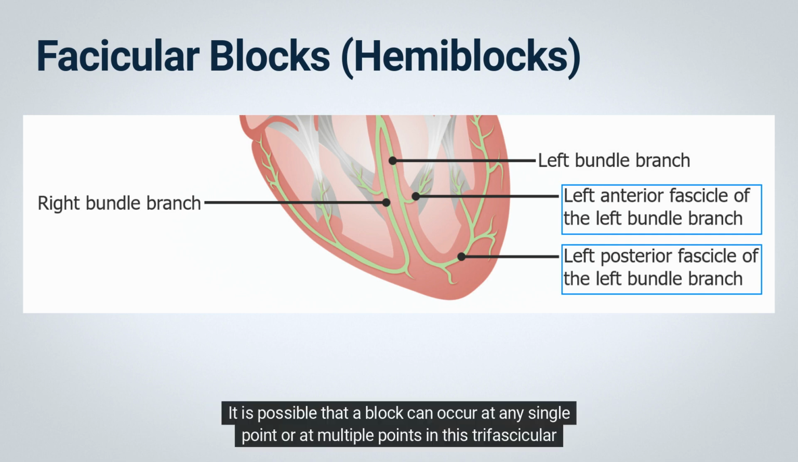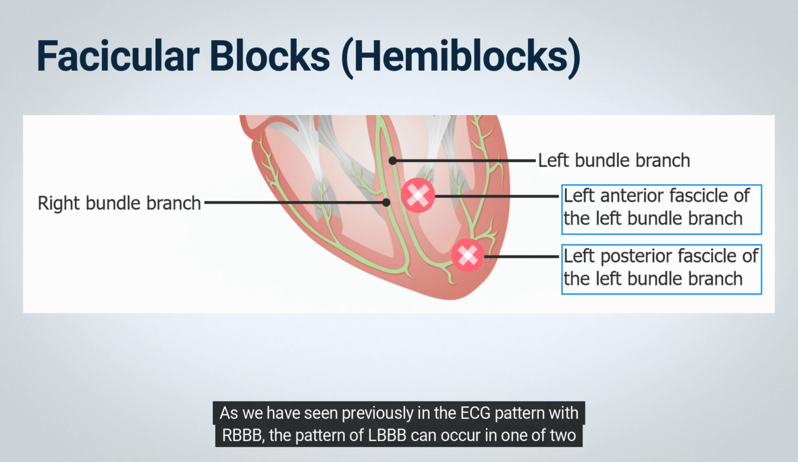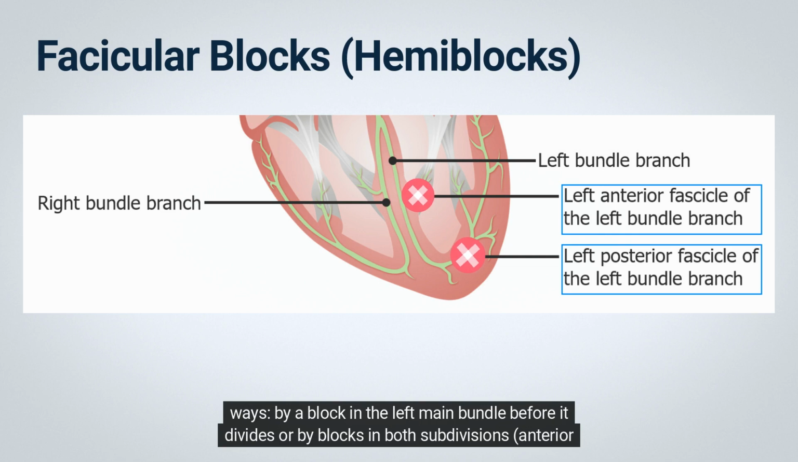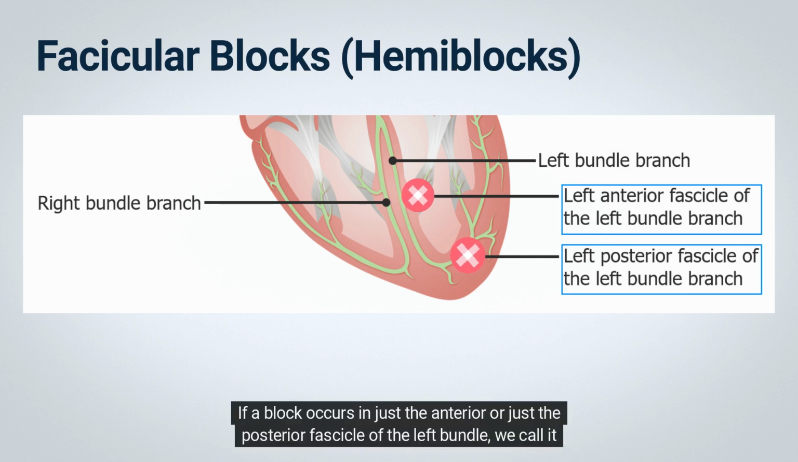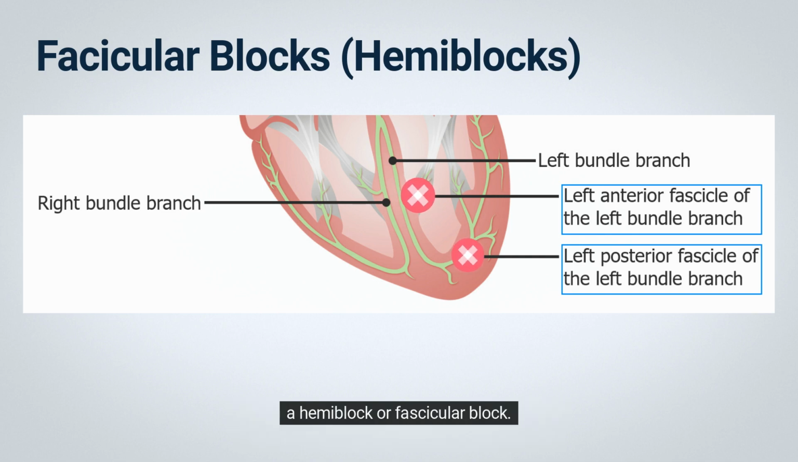It is possible that a block can occur at any single point or at multiple points in this trifascicular system. As we have seen previously in the ECG pattern with RBBB, the pattern of LBBB can occur in one of two ways: by a block in the left main bundle before it divides, or by blocks in both subdivisions, anterior and posterior fascicles. If a block occurs in just the anterior or just the posterior fascicle of the left bundle, we call it a hemiblock or fascicular block.